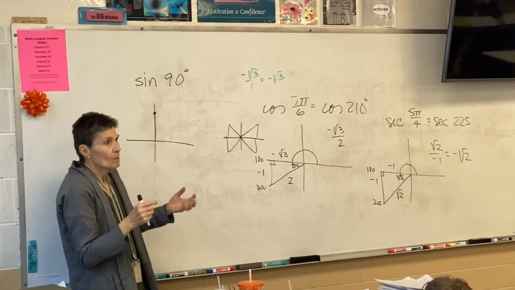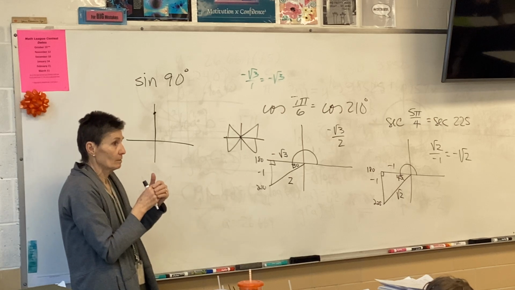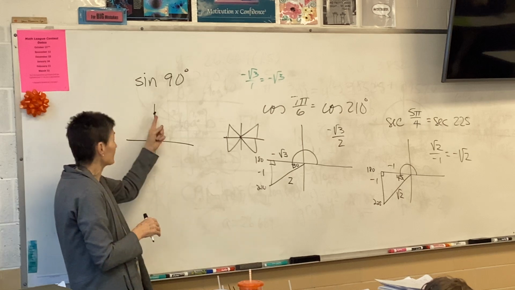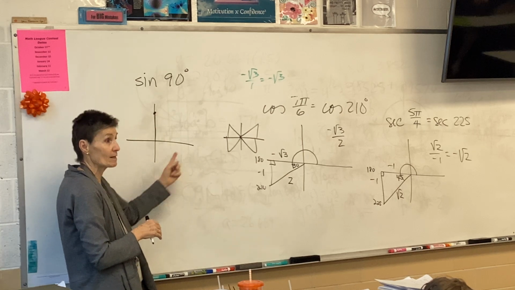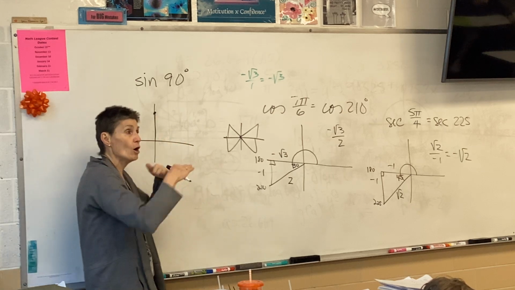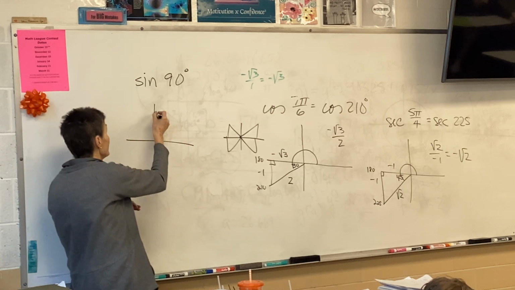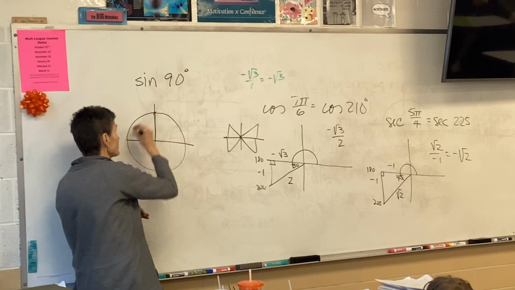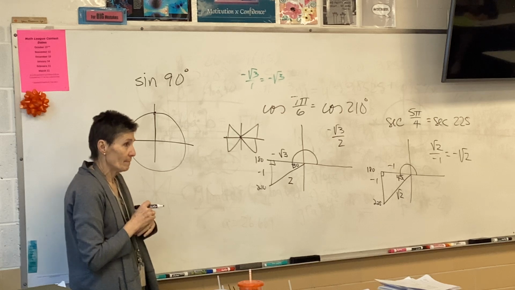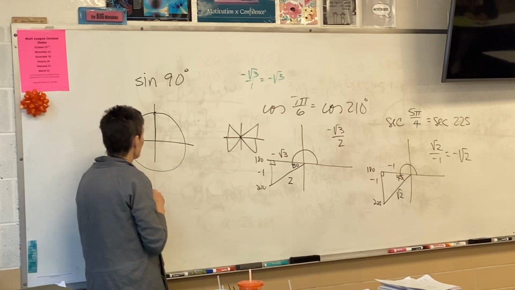When your angle is on an axis, so there aren't very many, basically it's 90, 180, 270, 360. When it's on an axis, no triangle can be drawn. Instead, you draw a circle. Now, wait a minute. Let's think.